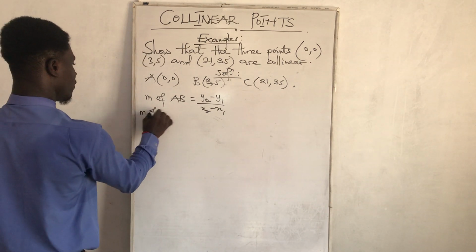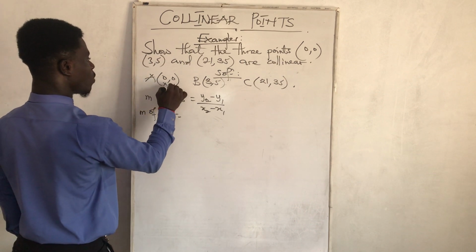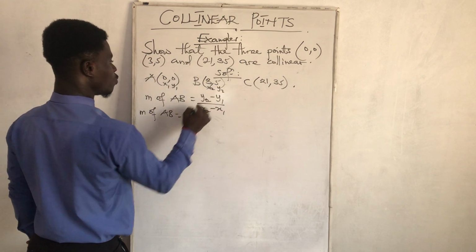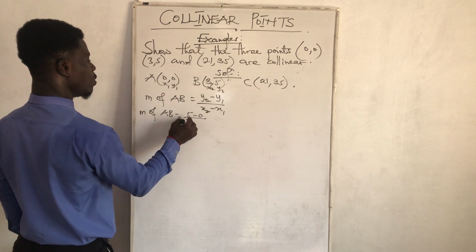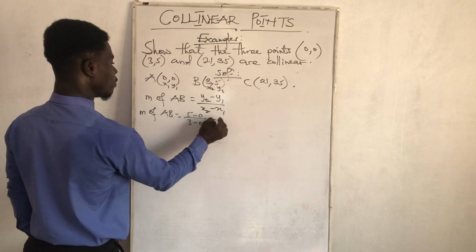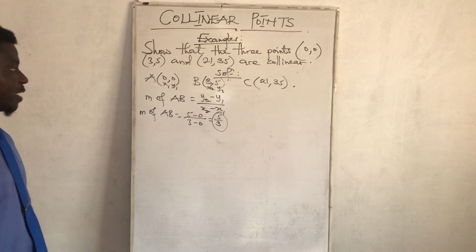So m of AB must be equal to y2 minus y1 over x2 minus x1. So x1, y1, then we have x2, y2. So y2, which is 5, minus y1, 0, over x2, which is 3, minus x1, 0. So I have 5 on 3, which is a positive gradient, right?